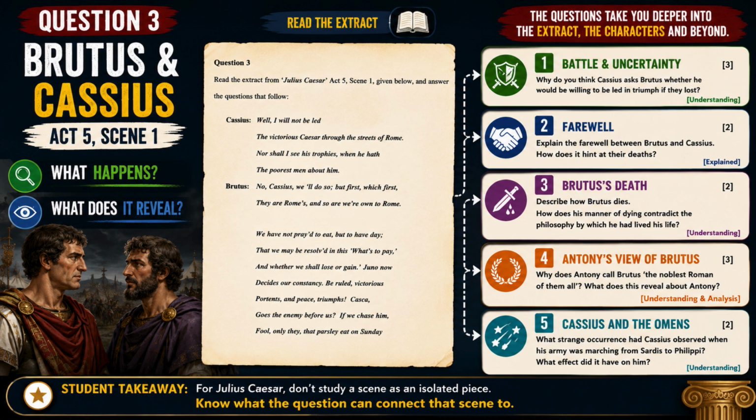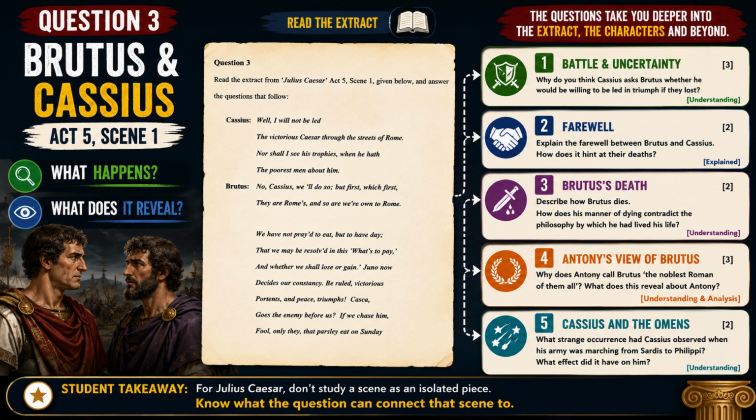Question 3 gives us another very useful example. The extract begins with Cassius asking Brutus whether he would be willing to be led through Rome in triumph if they lost the battle. The questions then move through several different areas. You are asked to understand what Brutus means. You are asked to explain the farewell and how it hints at their deaths. You are asked how Brutus dies and how his manner of dying contradicts the philosophy by which he had lived his life. Then you are asked why Antony calls Brutus the noblest Roman of them all, and what that reveals about Antony. And finally, you are asked about the strange occurrence Cassius observed when his army was marching from Sardis to Philippi and what effect that experience had on him.